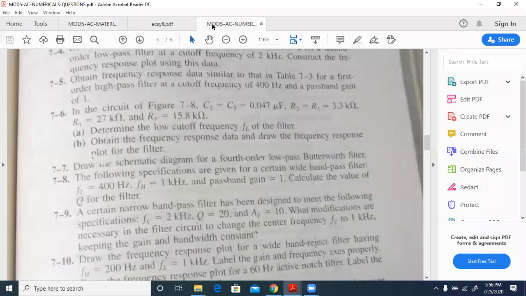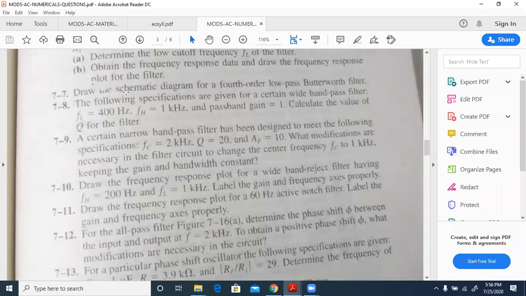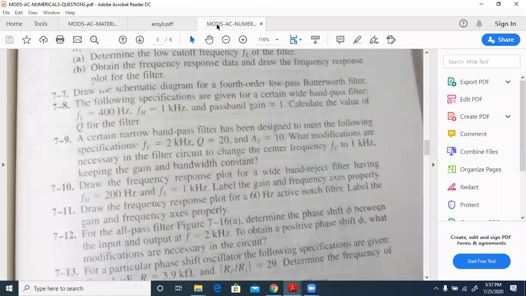Fine. Now let us go for the next problem, which is 7.7. Draw the schematic diagram for the fourth order. Fourth order is out of the scope of our syllabus, because we have here first and second order high pass Butterworth, band pass, first order low pass, high pass Butterworth filters, band pass filter, band reject filter. So we don't have in our syllabus a fourth order low pass Butterworth filter.